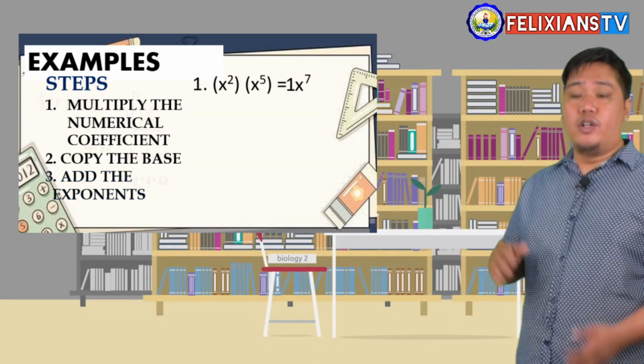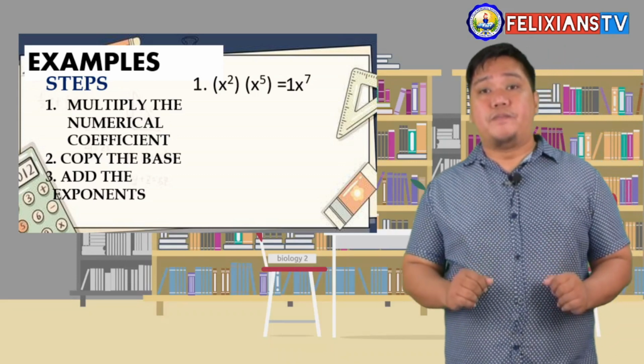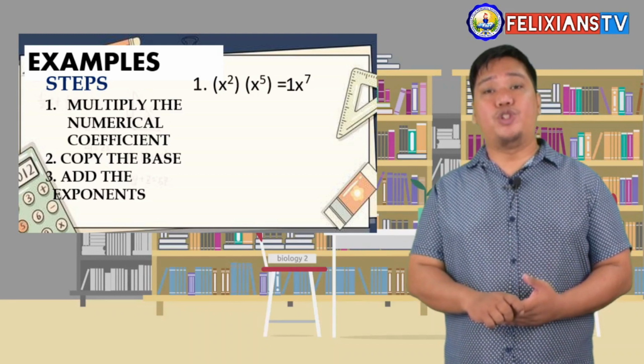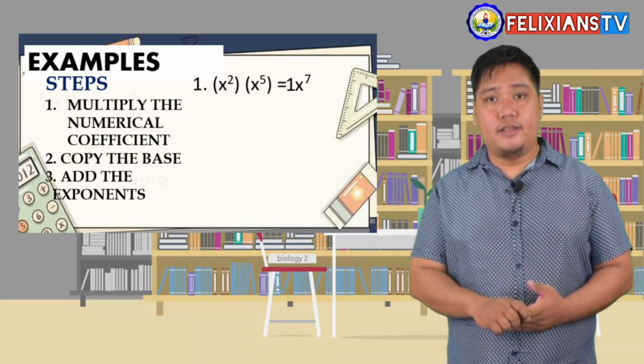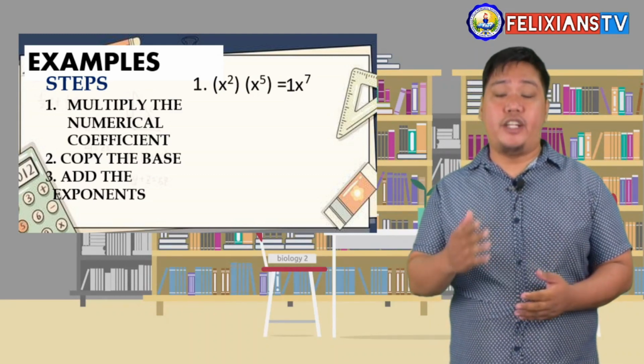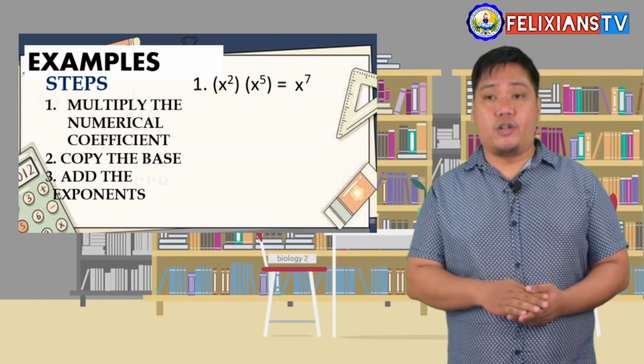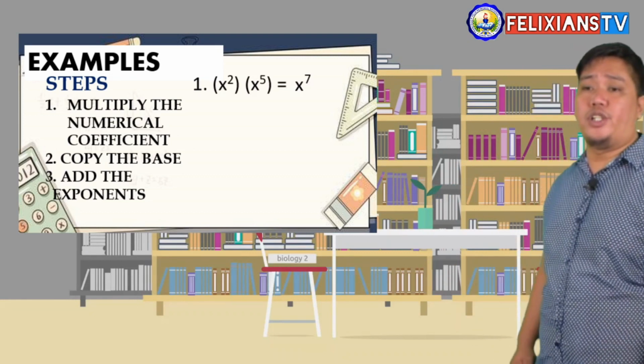So again, since the numerical coefficient is 1, you don't have to write it down. Same with exponents: if the exponent is 1, you don't have to write it down. Now let's proceed with number 2.